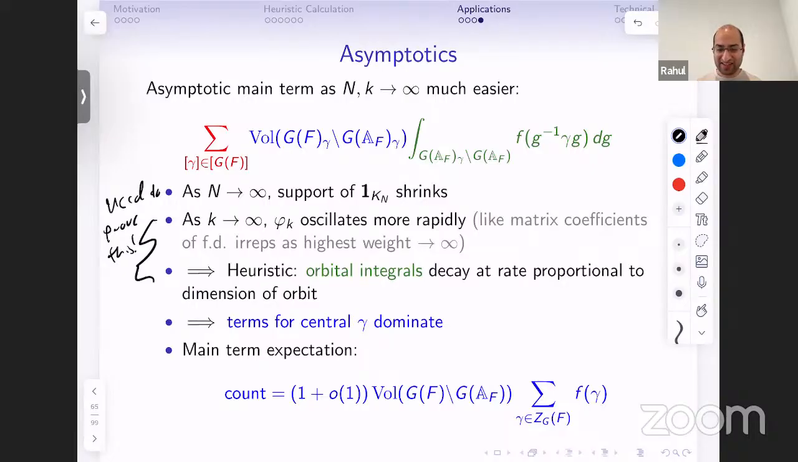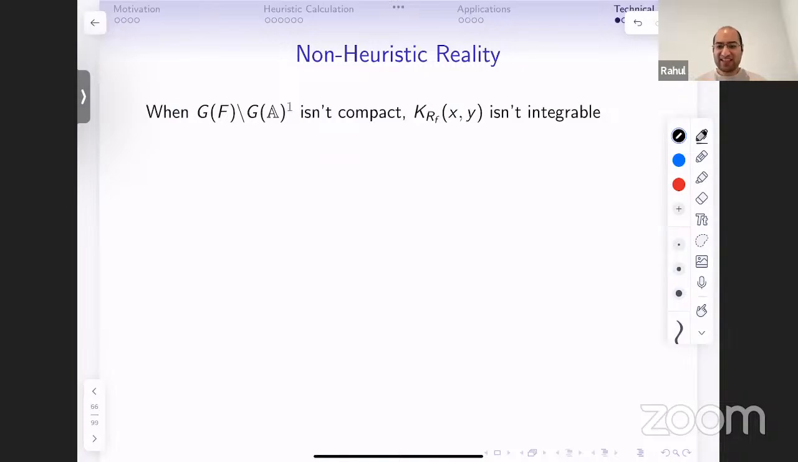Now I'm going to say a little bit about the actual technical details and what goes wrong. Before I do that, let me just ask again, does anyone have any questions? Okay. So basically, the first thing that happens in our non-heuristic real world is that our dream breaks, and in the real world, everything is much more complicated. When the adelic quotient isn't compact, then the kernel that we wanted to integrate on the diagonal doesn't actually have a convergent integral. So we can't use that to calculate our trace.